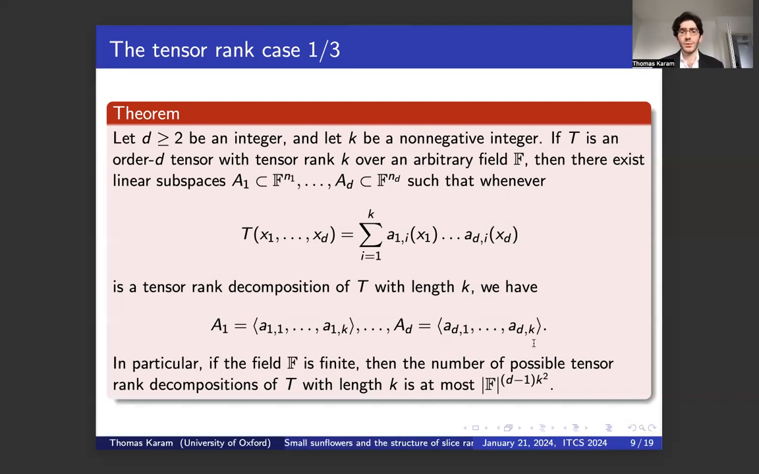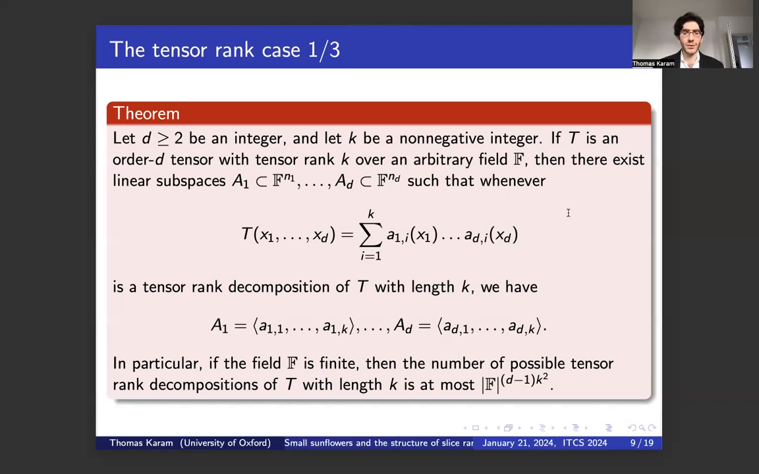That number is at most the size of F to the power d minus 1, k squared. So you might ask, why is it d minus 1 and not d in the exponent? That's just because when you write a decomposition like this and you look at the product a2i times a3i times up to adi, these are linearly independent, because if they were not, then you would get a decomposition with smaller length. So once you fix these products, this forces the choice of the a1i. But that's a somewhat minor point.